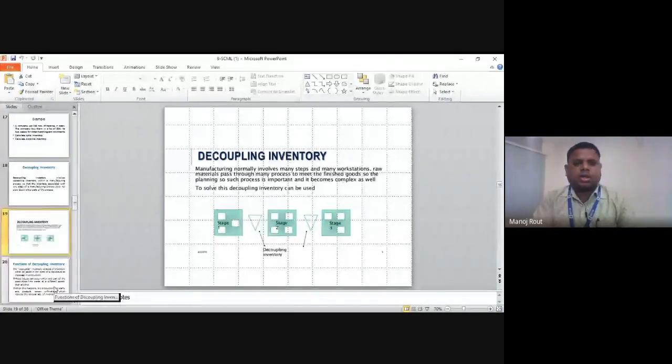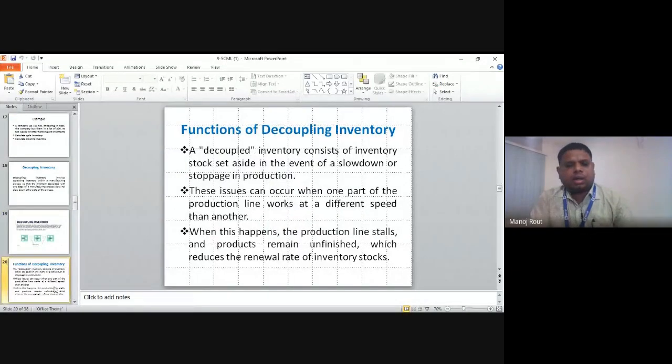Then the function of decoupling inventory. A decoupled inventory consists of inventory stock set aside in the event of a slowdown or stoppage in production. This issue can occur when one part of the production line works at a different speed than another. When this happens, the production line stalls and production remains unfinished, which reduces the renewal rate of your inventory stock.